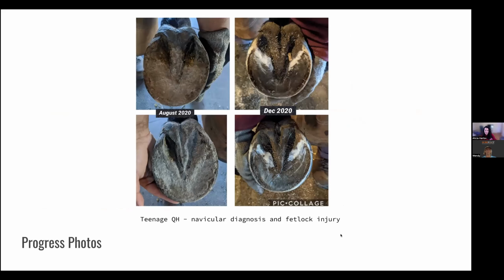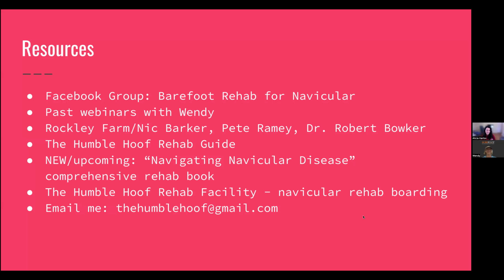So this gelding is another quarter horse. Again, he's in his teens, and I actually met him. His primary issue, I think, was a fetlock injury and not necessarily the navicular diagnosis. But even just a few months on a better diet in a shorter trim cycle, he had a much healthier foot and was so much more comfortable. And I still trim this horse today. Actually, all these horses, I still trim them.